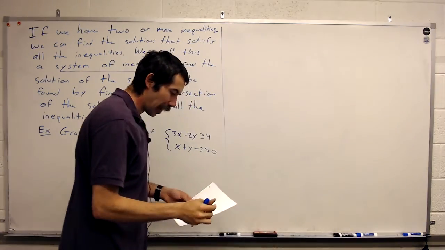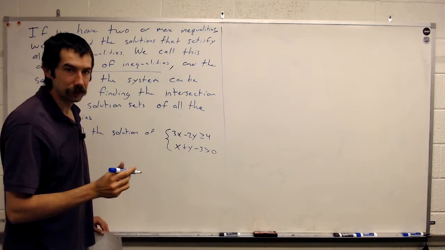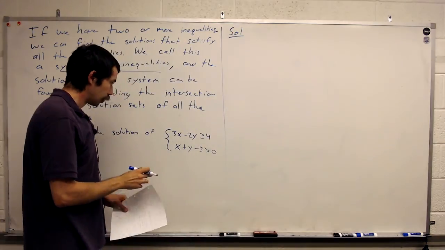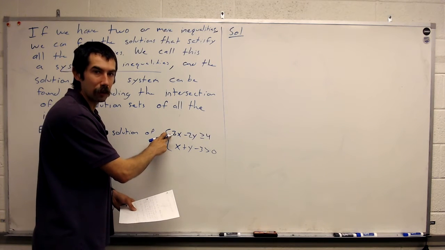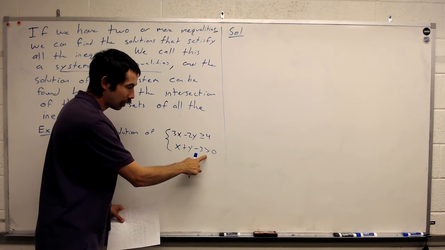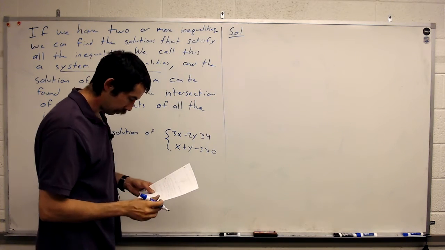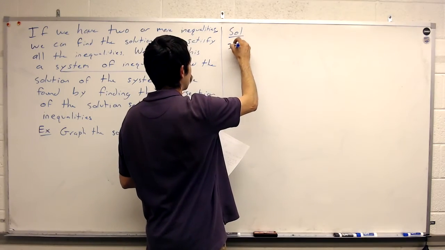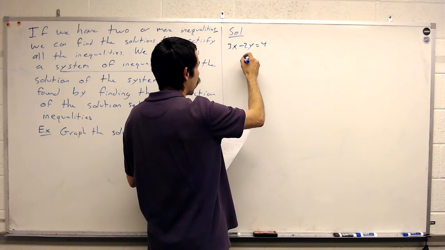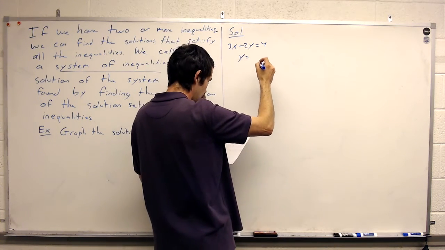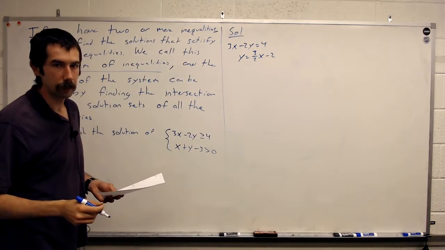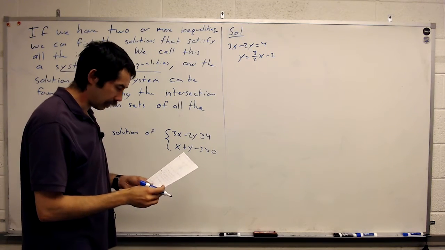So we're going to start by graphing the lines. So I'm going to take this first line. We're going to graph it solid because it's the weak inequality and it contains the equal sign. The second one will be dashed. All right, so 3x minus 2y equals 4. Solving for y, this gives us y equals 3 halves x minus 2. That's going to be a solid line.